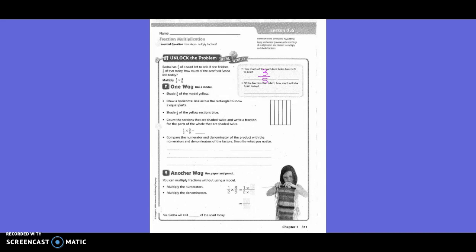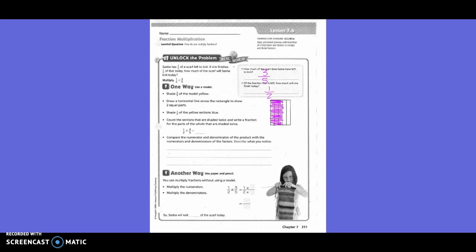Of the fraction that is left, how much will she finish today? 1/2. Shade 3/5 of the model yellow. So 3/5, we're going to lightly shade that with our pencils. Okay? So how many bars am I going to color in? 3. So I'm lightly going to color in 3. In my case, though, I'm going to change colors. Yours is just lightly shaded.